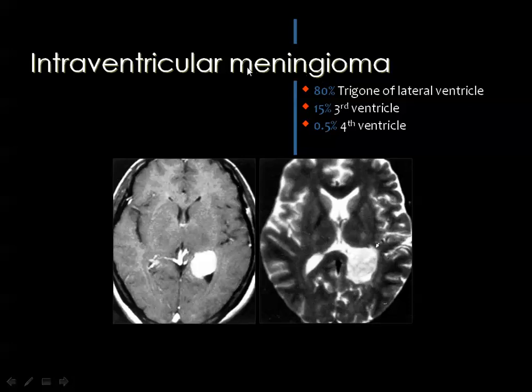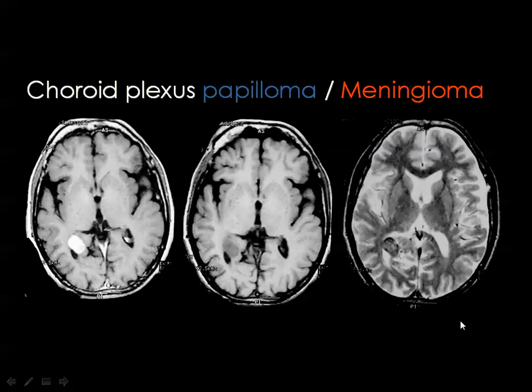80% of intraventricular meningiomas occur in the trigone of the lateral ventricle, commonly on the left, and 15% occur in the third ventricle, and only half percent will occur in the fourth ventricle.